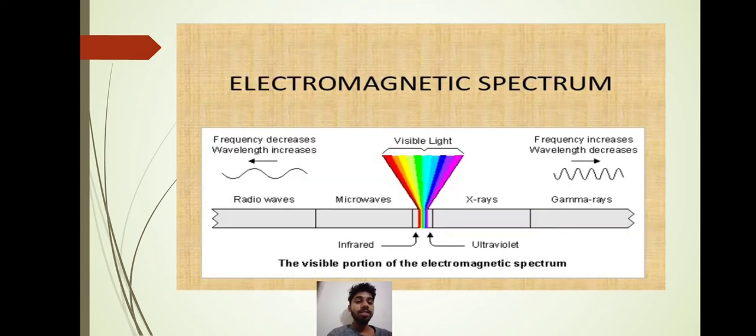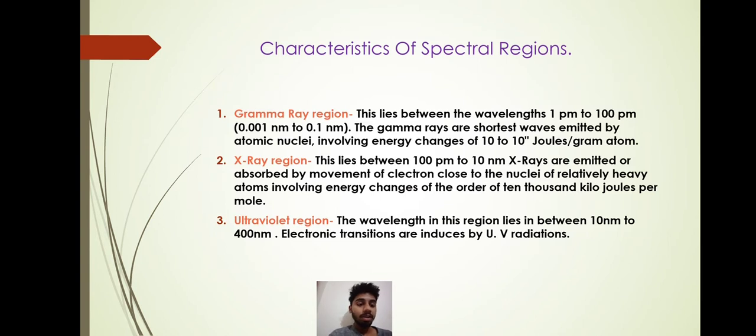This is the diagram of electromagnetic spectrum, which includes various waves: radio waves, microwaves, visible light, X-rays, gamma rays, infrared, and ultraviolet. Now let's move toward the characteristics of spectral region.